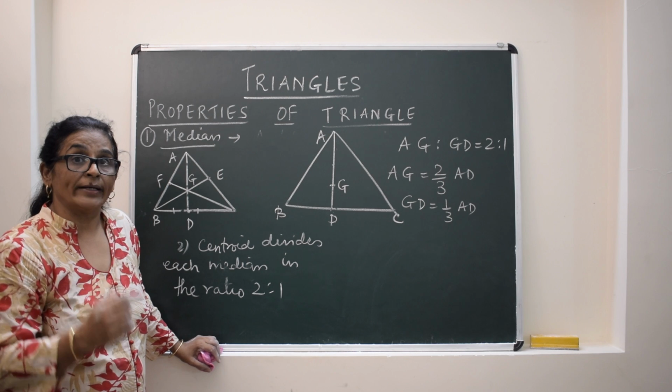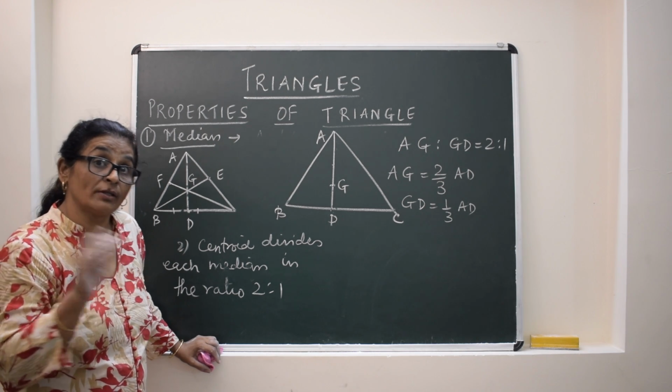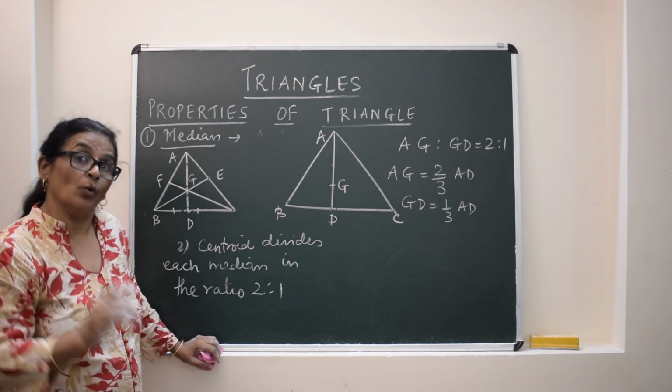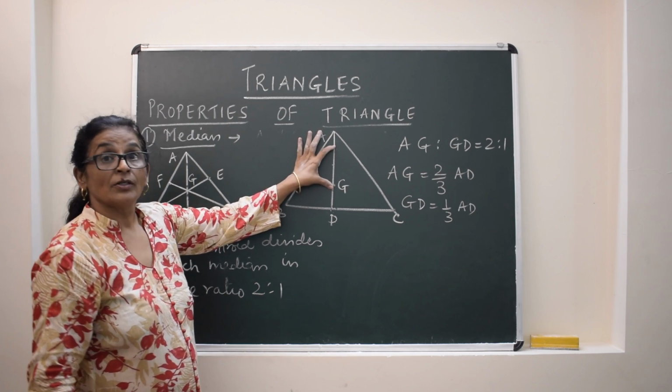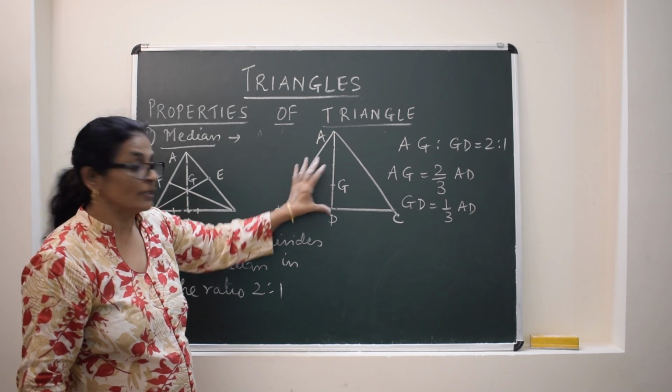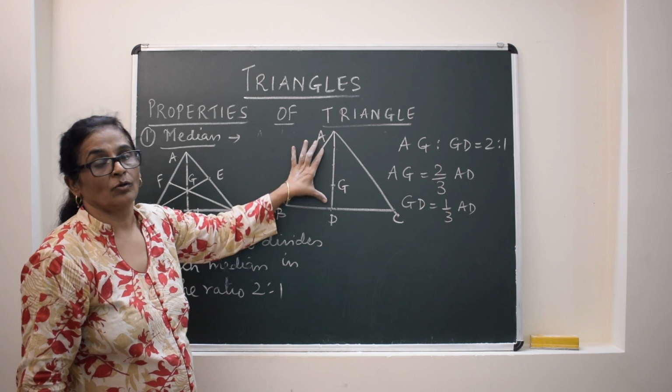This is the special characteristic of a centroid. Means centroid divides a median, means all 3 medians, in the ratio 2:1. So the bigger part will be 2/3 of the median and the smaller part will be 1/3 of the median.